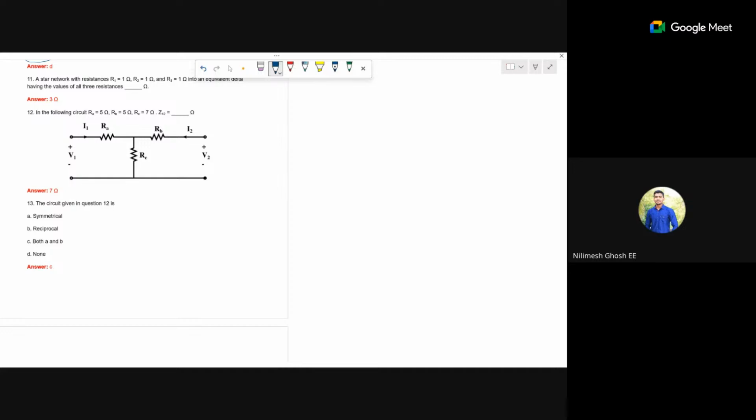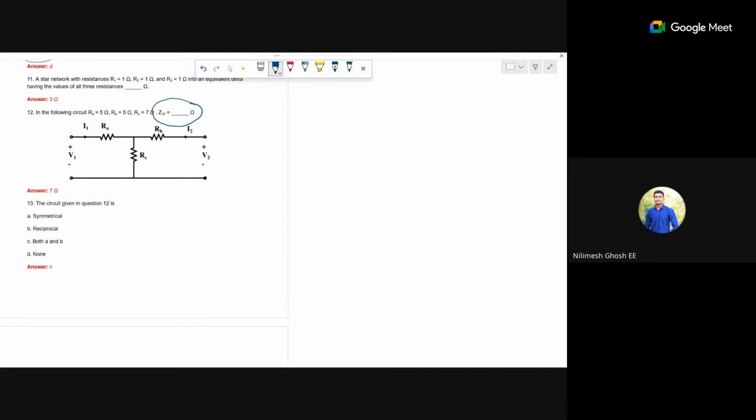So for this you have to find the Z matrix. I asked what is Z21. So finally you have to find the Z matrix here. Remember this thing. If you practice more questions, you will get these kinds of concepts.